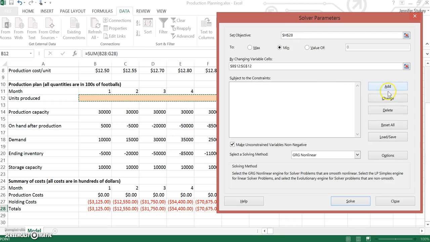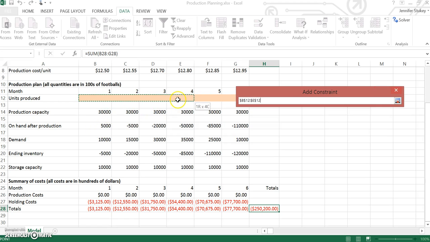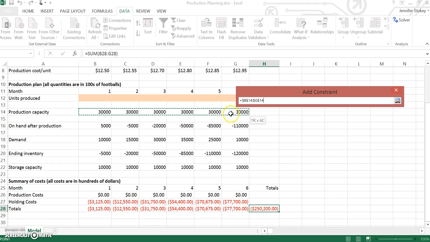Now we need to add the constraints. So the first constraint is that we cannot produce more in a given month than our production capacity. It's a fairly obvious constraint. So we make sure that this has the less than symbol. So we select units produced, and they must be less than or equal to the production capacity for the month.